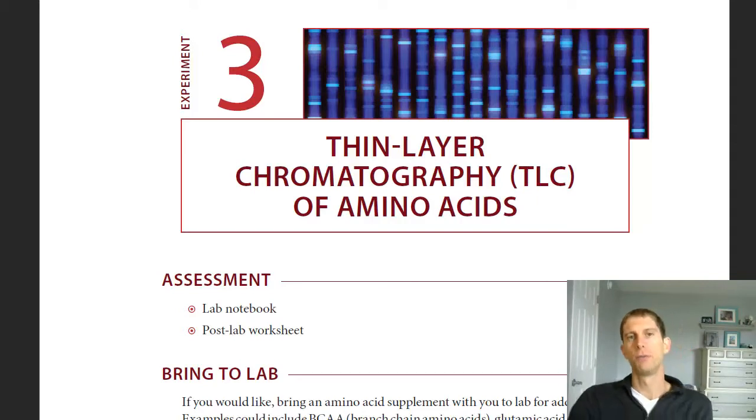Thin layer chromatography was done in organic chemistry to separate organic compounds so we could see whether or not that organic compound or other organic compounds were present in our mixture. With the TLC of amino acids, we're essentially going to do the same thing, except we're going to use a cellulose plate, which looks very similar to a TLC plate, and we're going to analyze and try to determine an unknown amino acid.